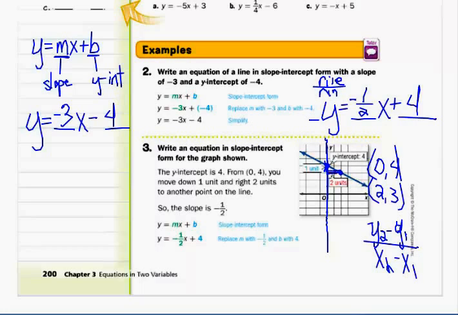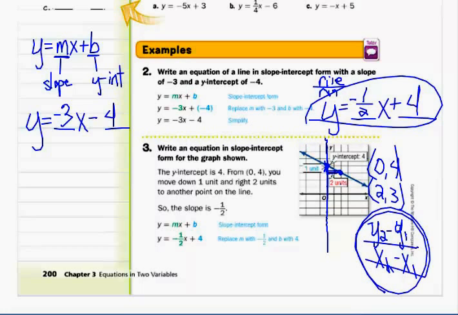That's my slope. I would not mess with the formula as long as I had a graph that I could just count. But if you did use it, you would get the same thing. y2 minus y1, 4 minus 3 would be 1, over x2 minus x1, which would be 2, and you know that this is going down, so it would be negative.